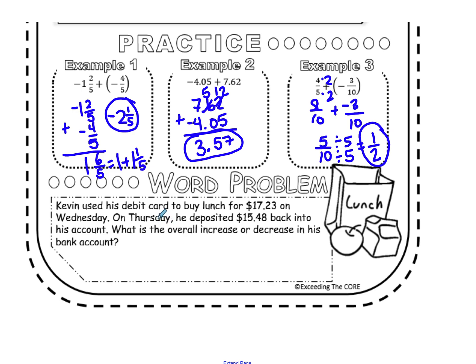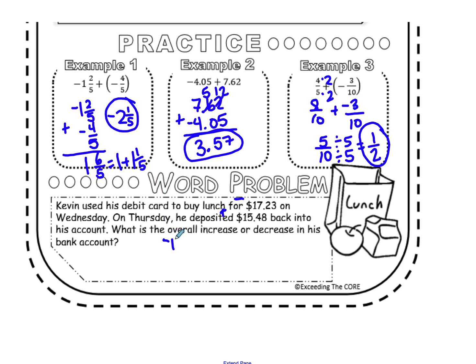So for story problems like this, you need to think about if your numbers are negative or positive. If he used his debit card to buy lunch, that's going to be a negative number because he paid that amount. It came out of his bank account. And then the deposit, that's going to be a positive, because he's putting it back in. So I have negative 17.23 plus a positive $15.48.